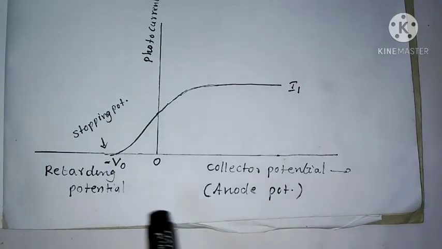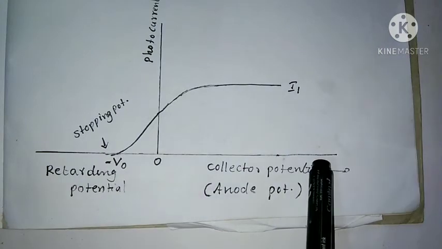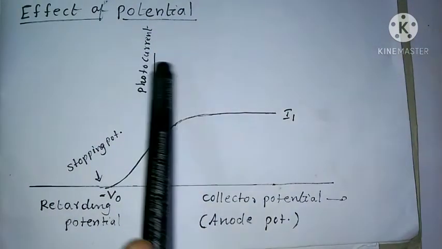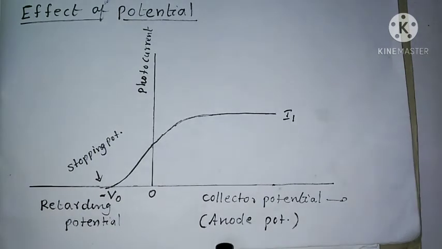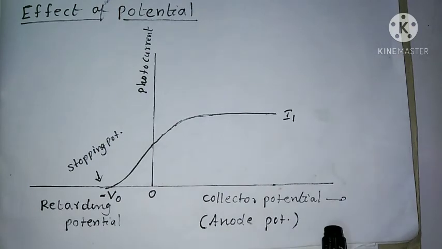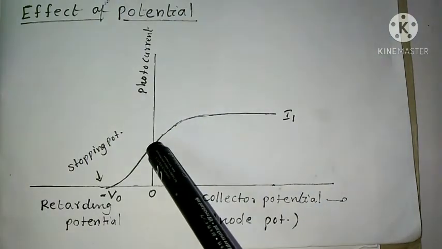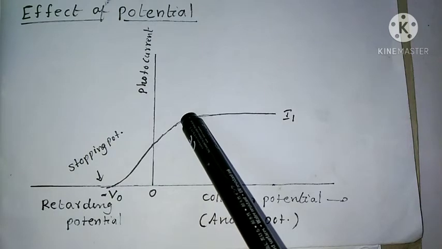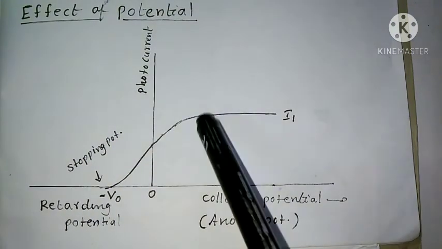This we can draw in a graph. This is the collector potential and this is the photocurrent. The collector potential, that is the anode potential, since the collector is the anode, should be positive. When you increase the collector potential, the photocurrent increases and increases. When you again increase the collector potential, the photocurrent again increases.